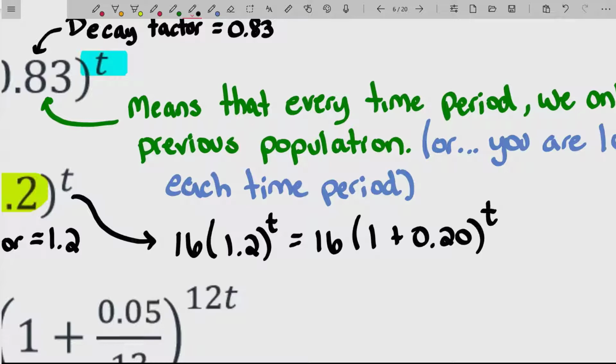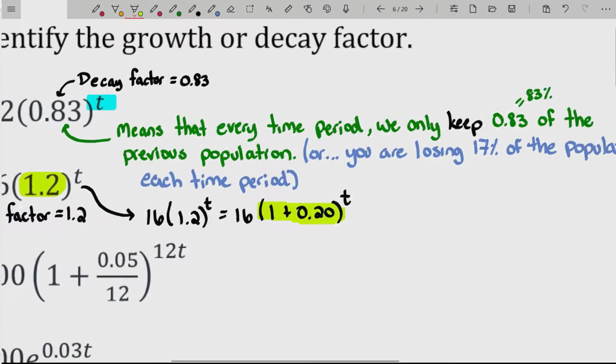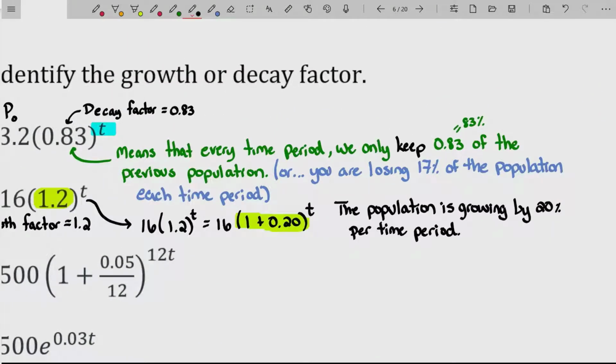And what this means is you get to keep your previous population and you get to increase it by an additional 20%. That's really what this means. This population is growing by 20% every time period. Let me zoom out and write that down. So I'm trying to, like I said, hand you a lot of different ways to view things.